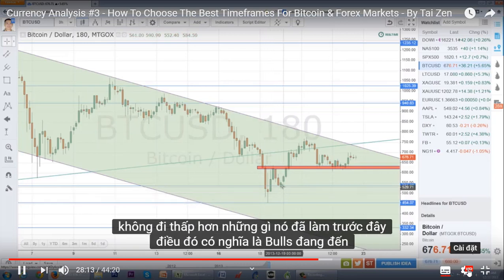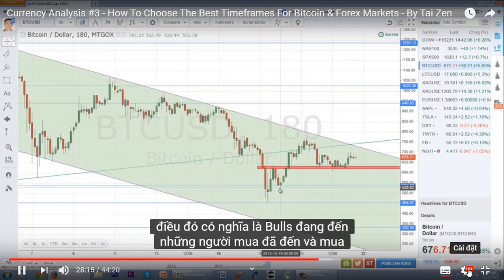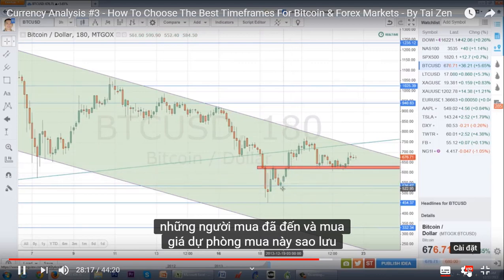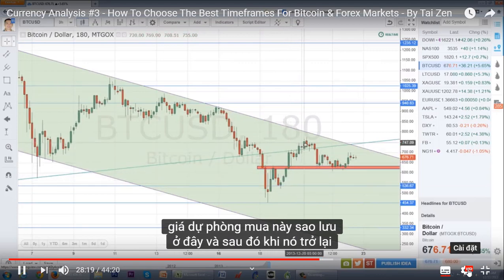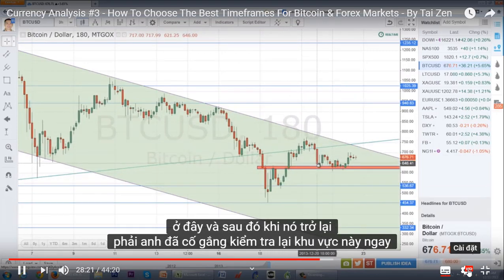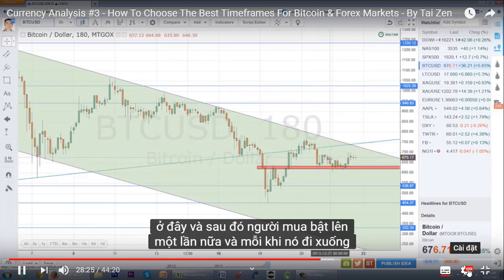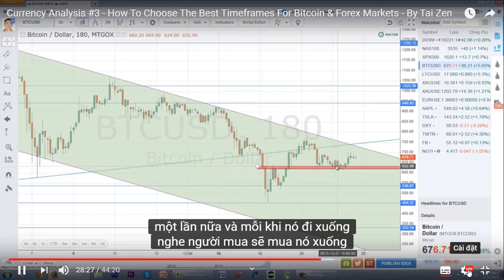That means that the bulls were coming in, the buyers were coming in and buying the price back up to here. And then when it came back down, it tried to retest this area here, and then the buyers bought it back up again. Every time it came down to here, the buyers would buy it up.